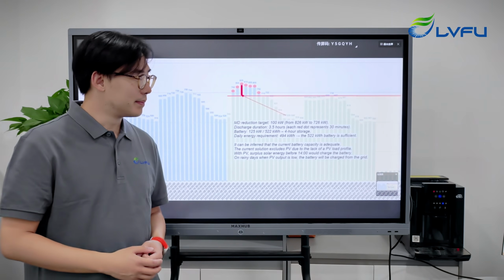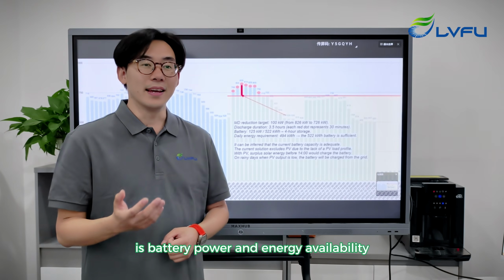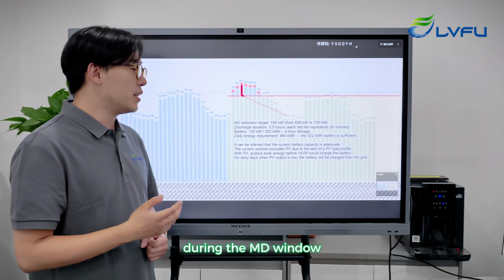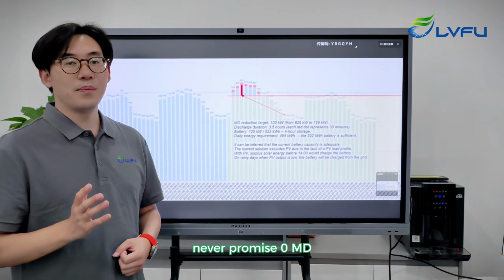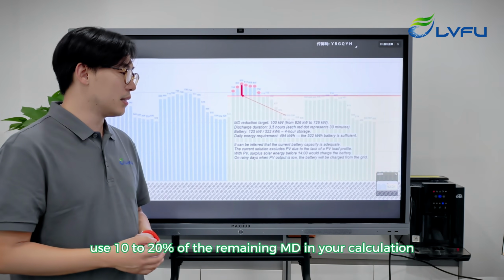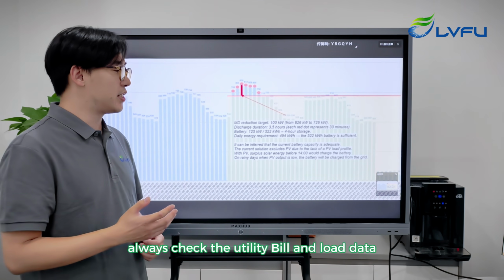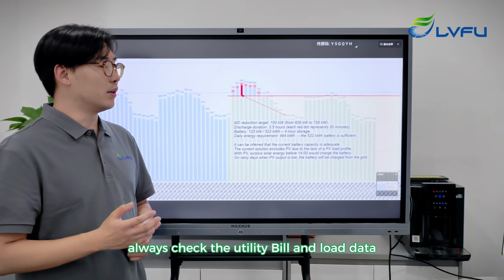To summarize, the key to MD reduction is battery power and energy availability during the MD window. Never promise 0 MD. Use 10 to 20% remaining MD in your calculation. Always check the utility bill and the load data.